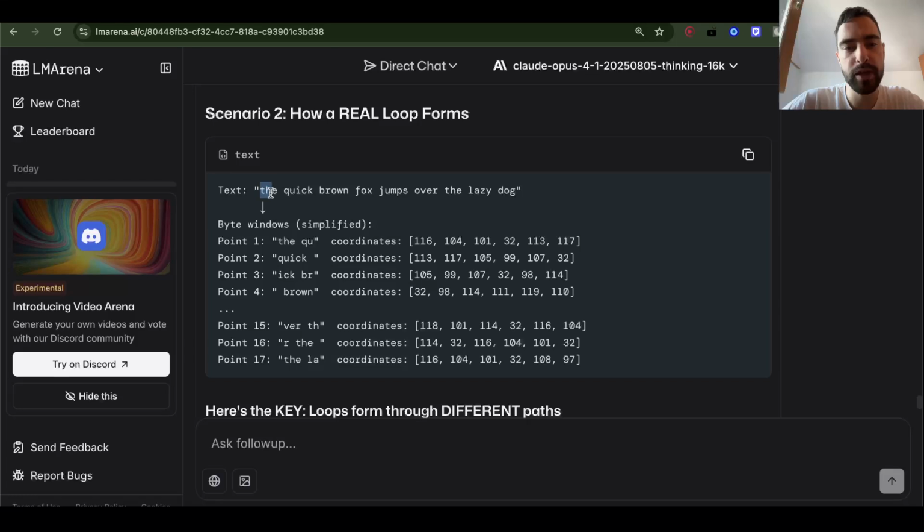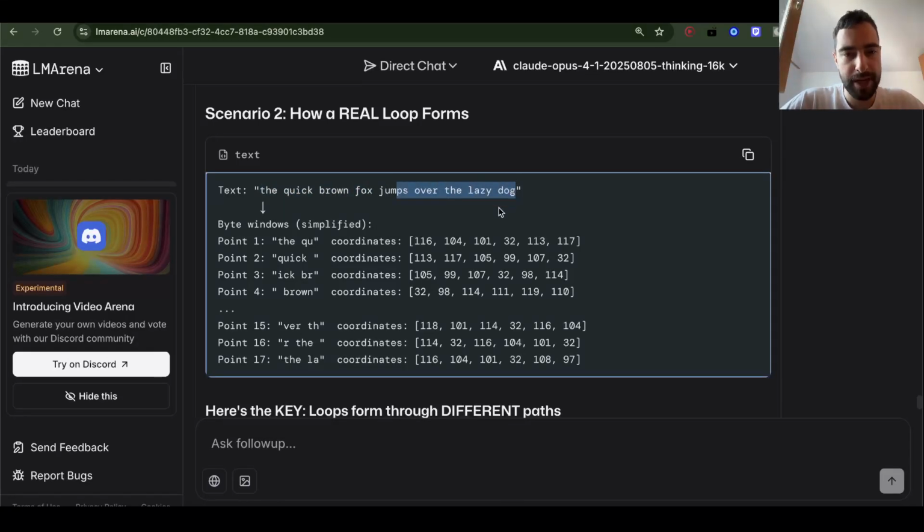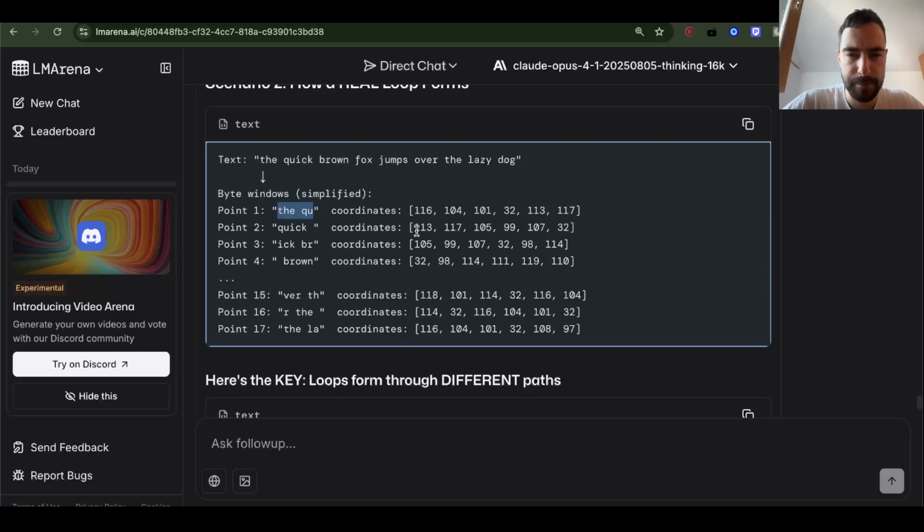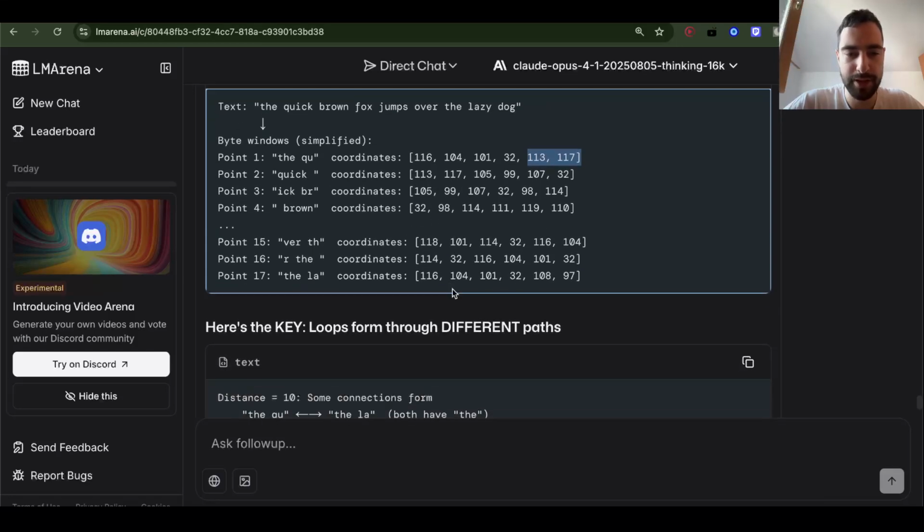Text: the quick brown fox jumps over the lazy dog. Byte windows simplified. So point 1, the quick, coordinates. We have these coordinates, let's say 6 bytes for the first letters. Then we have this window, it's starting from here. Okay, we have these windows, let's say.